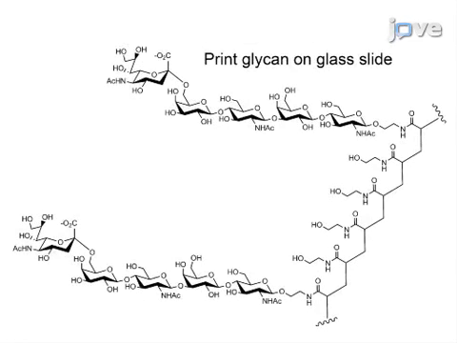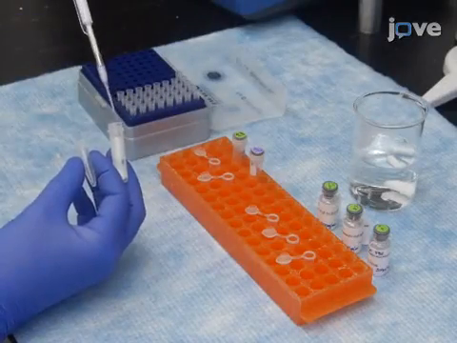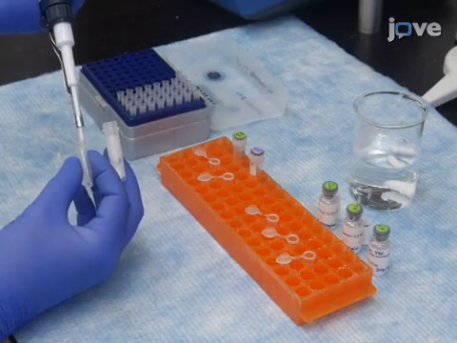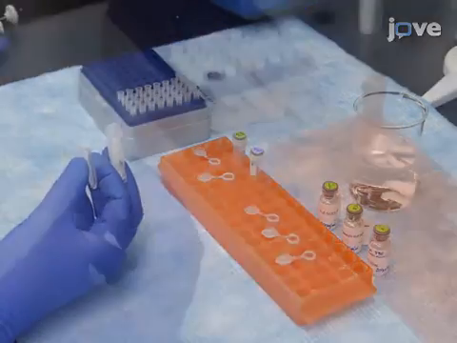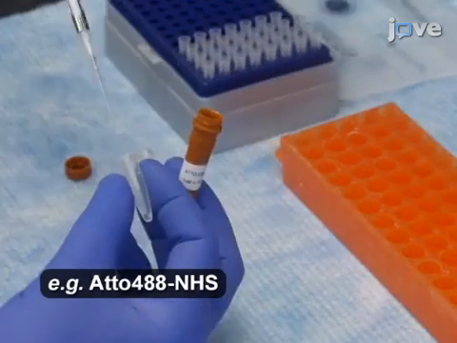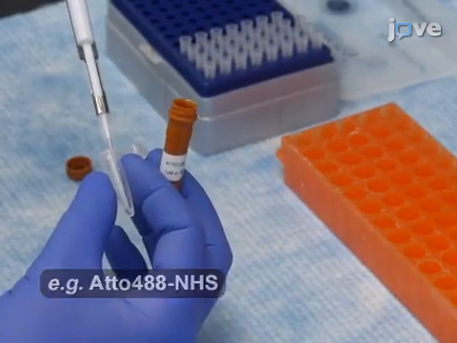Using the prepared printing buffer, dilute the PAA conjugated glycans to 100 micrograms per milliliter. Then, dilute the monovalent glycans to 100 micromolar, also in the printing buffer. Finally, make working stocks of the amine functionalized dyes at 1 micromolar.